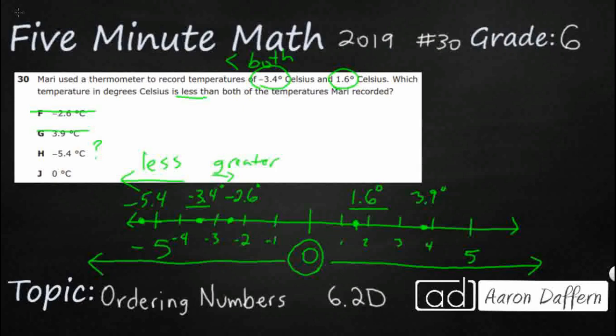And our last one is 0, and that's right here in the middle, and that's not going to do anyone any good. So our answer is H, negative 5.4 degrees Celsius.